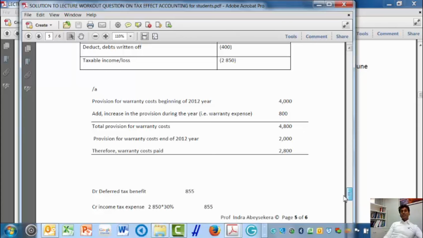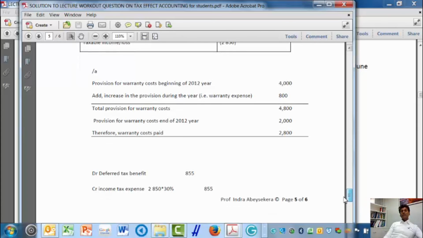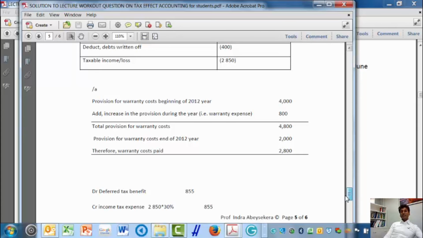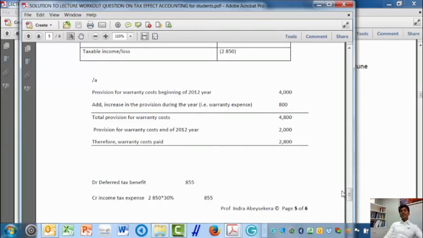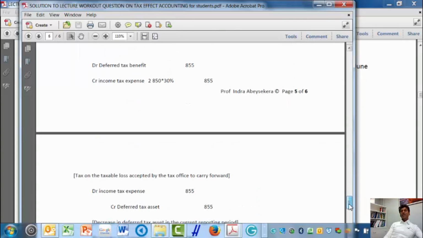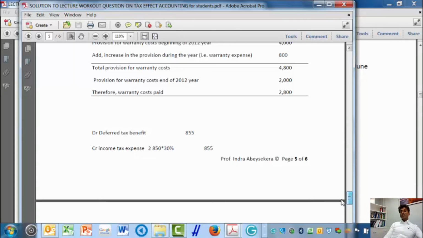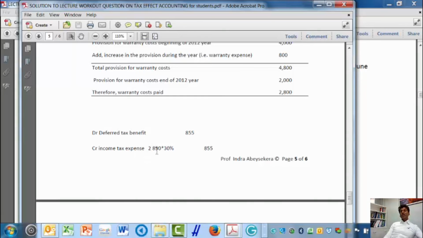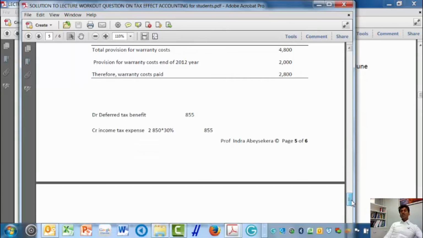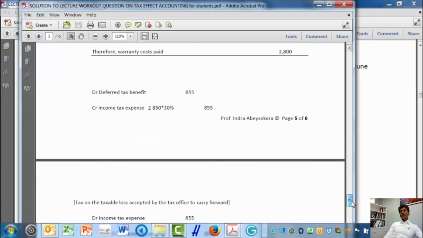So the tax loss 2,850 into 30% becomes the deferred tax asset. Here's the deferred tax asset, debit 855, and credit income tax expense 855. I have said here deferred tax benefit, but it is deferred tax asset, and the other side is income tax expense 855, debit and credit.